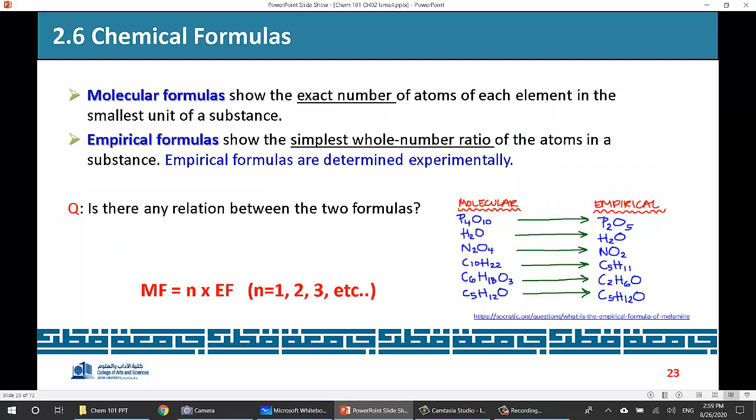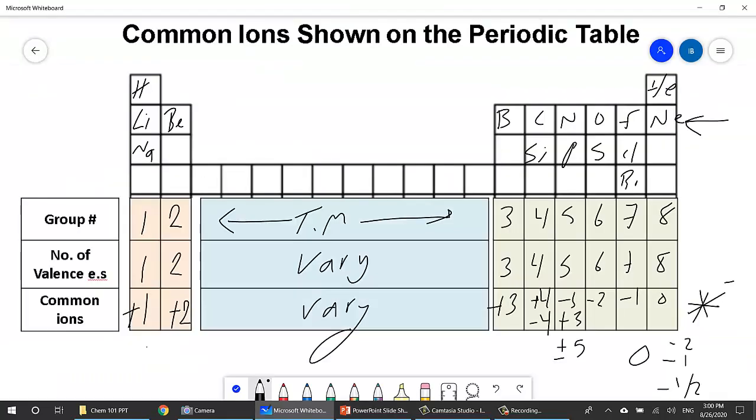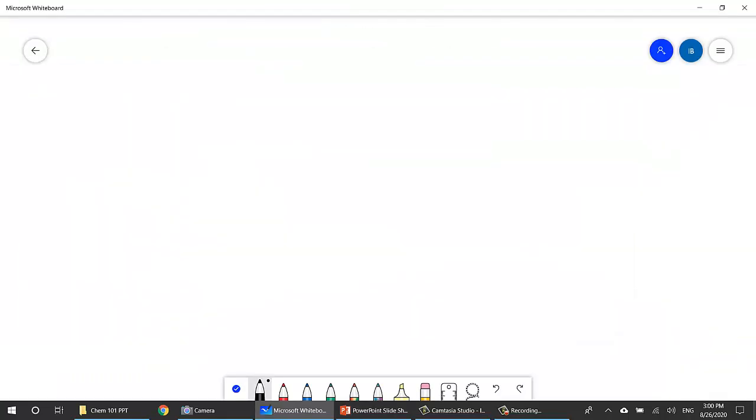Now, the molecular formula shows the exact number of atoms of each element in the smallest unit of a substance, while an empirical formula shows the simplest whole number ratio of the atoms in a substance. Empirical formulas are determined experimentally. So let's take a few examples for determining the molecular formula and the empirical formula. Let's take water.